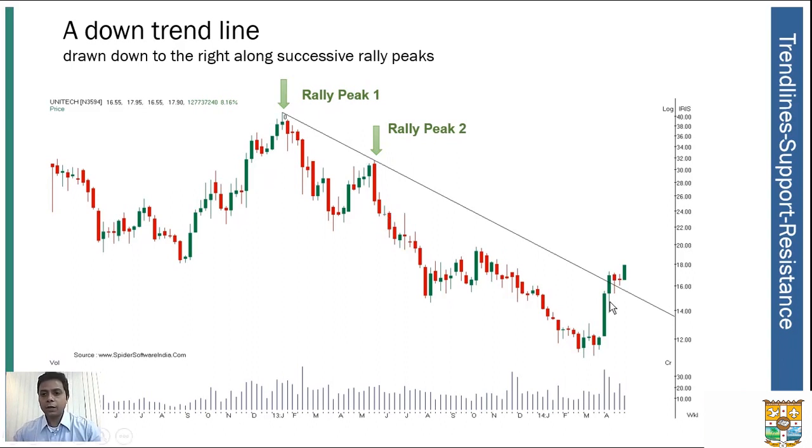You see over here we have a nice breakout of the trend line, meaning that prices have managed to breach above it, managed to close above it. It means that the trend line has reversed on the upside, or we can say that the erstwhile downtrend has now reversed on the upside, and Unitech has moved into an uptrend.